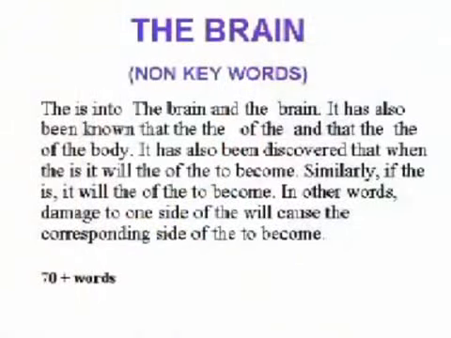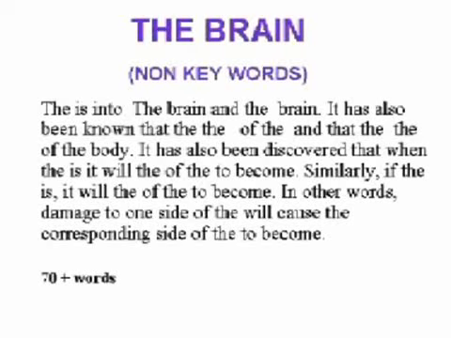Now, let's look at the rest of the words. On the next slide, these are the non-keywords that we've been reading out the first time. Let me read it out to you right now and see how much of the meaning you get from the passage. Now, these are non-keywords. It says, the is into the brain and the brain. It has also been known that the of the and the of the to body. It has also been discovered that when the is, will the of the to become. Similarly, if the is, it will the of the to become.